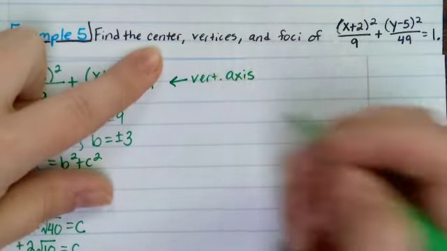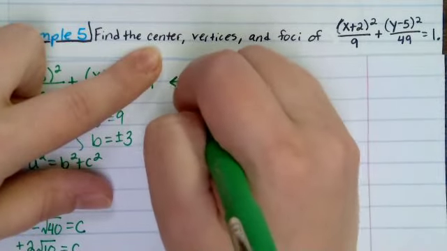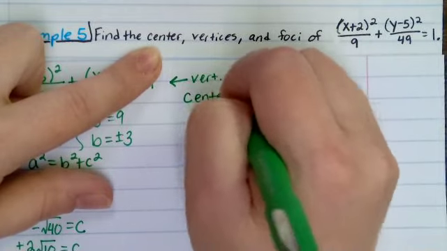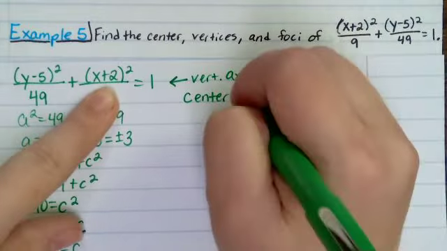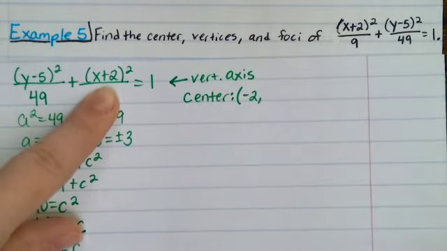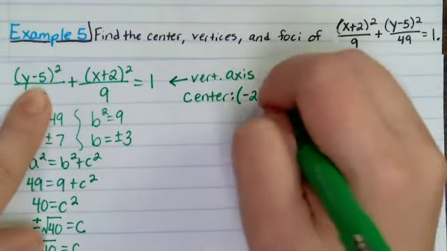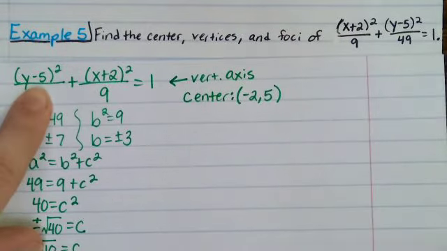They've asked us for the center. So our center is going to be at the H, K. So that's going to be at -2. Remember, H is always with X. And then K, 5.